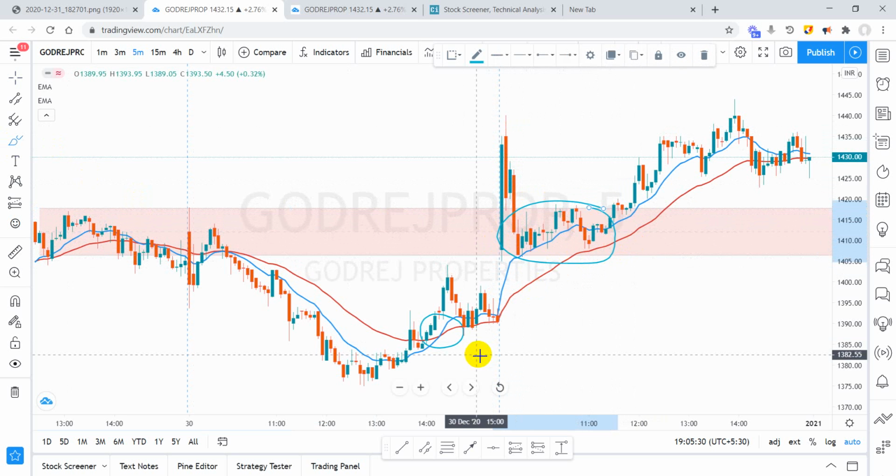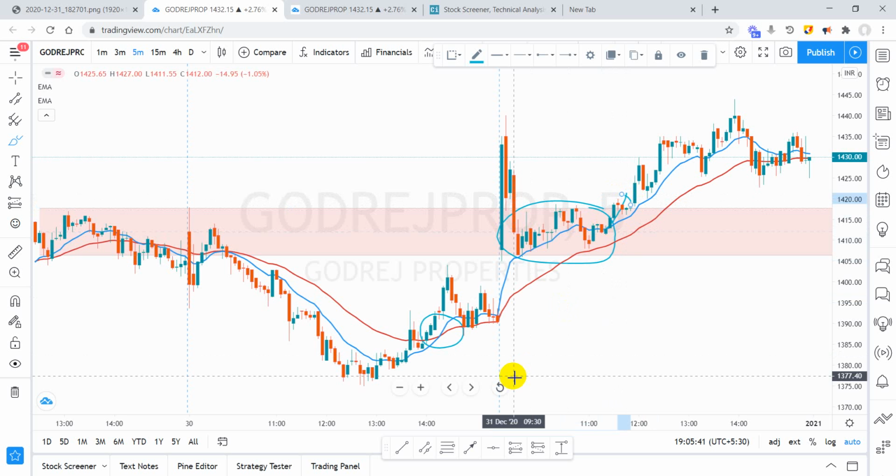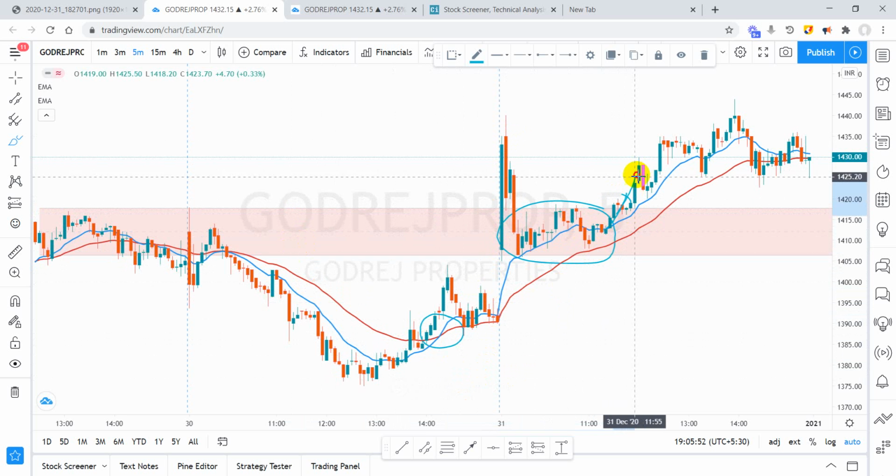I will not be taking any trade while the market is running into this area. What I want is a proper breakout from this zone. And as you know that this is a bullish crossover, we should be looking for buy entry only. So where will my entry be? Let it break out up till this point.